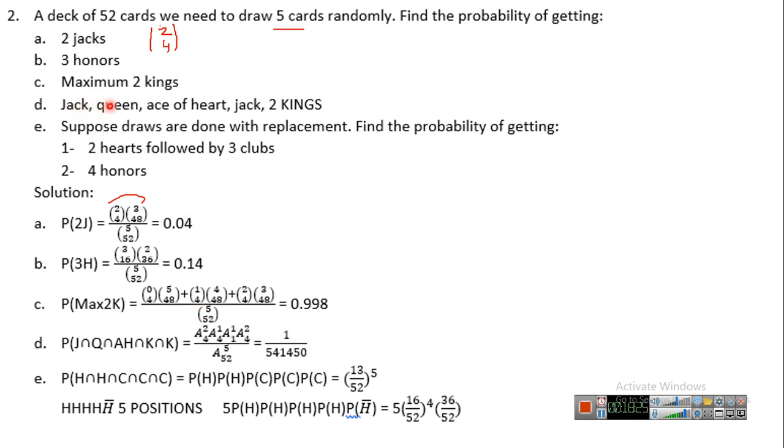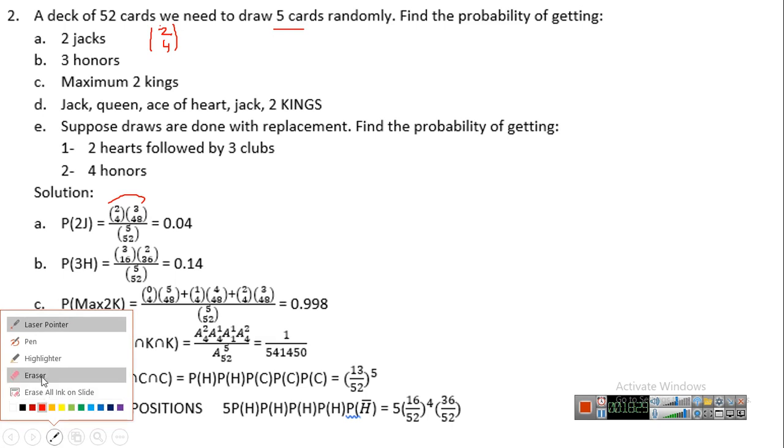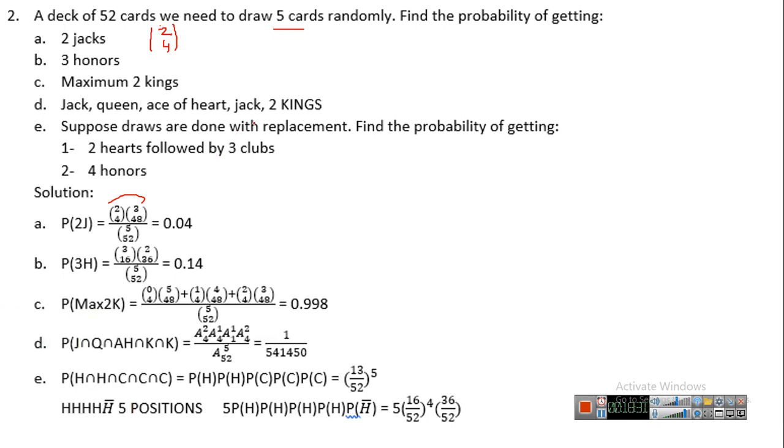I want jack, queen, ace of heart, jack, and 1 king. So to be 5, because here I made a mistake. So 1 king, not 2 kings. Because I want order important, I have 2 jacks, so here I have 2 out of 4. I want 1 queen, 1 out of 4. You can see it here. I want ace of heart, 1 out of 1. I want 1 king, 1 out of 4. Here 1 out of 4, guys. Over 5 out of 52. So here something is wrong in the answer.